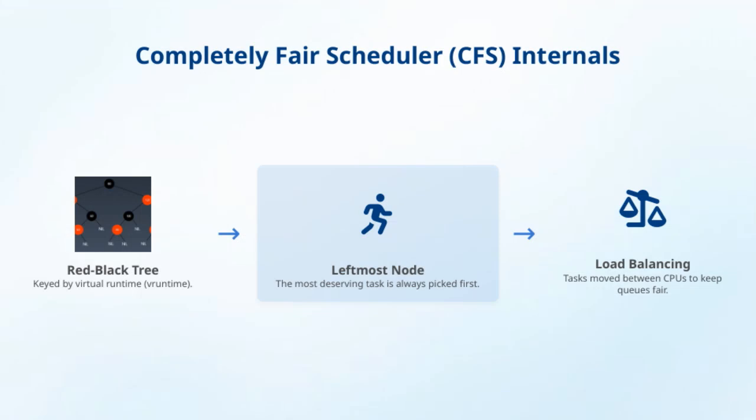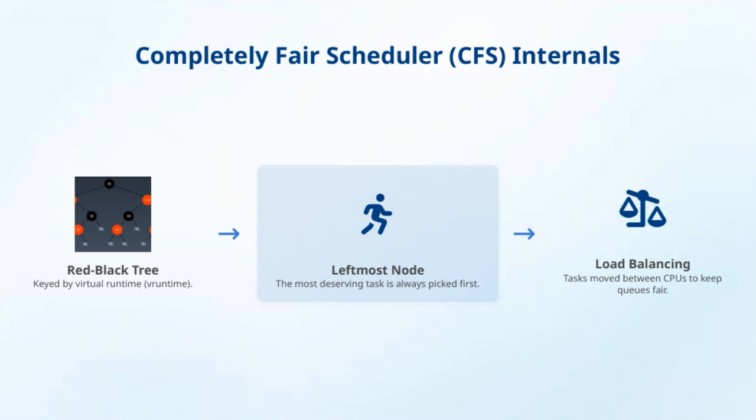Let's take a closer look at how the Completely Fair Scheduler, or CFS, manages tasks across multiple CPUs. One of the key ideas here is load balancing. Essentially, tasks are moved between CPUs to keep their queues fair, preventing any single CPU from becoming overloaded while others are idle. This helps maintain a smooth and efficient system.